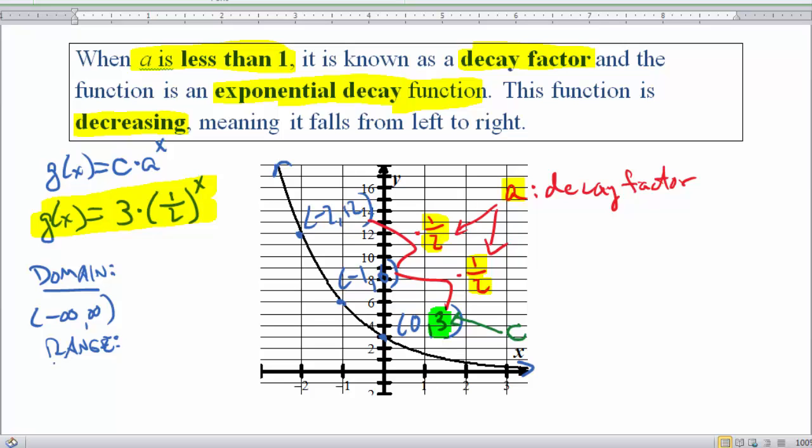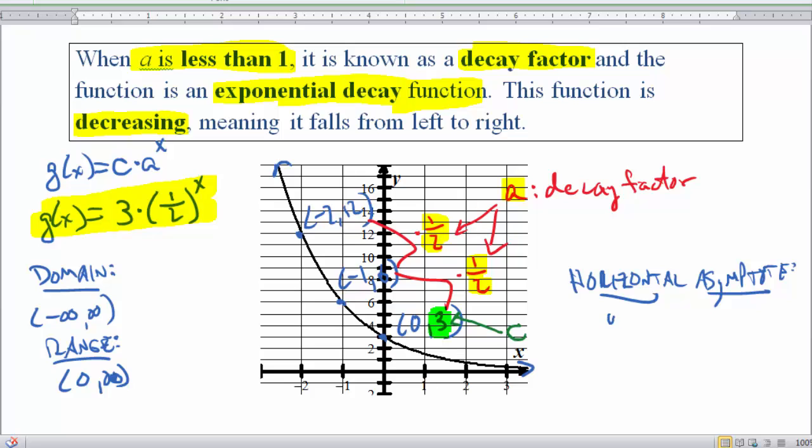The range, since this also gets really close to 0 but never quite reaches it, is going to be 0 to infinity again. And then the horizontal asymptote will again be the line y equals 0, which would be that line there, right? It's getting very close to that line as you go to the right, but it's never quite reaching it, all right?